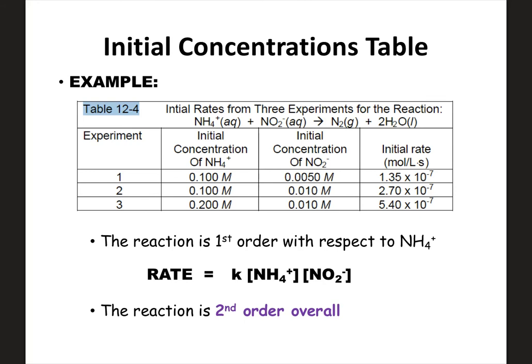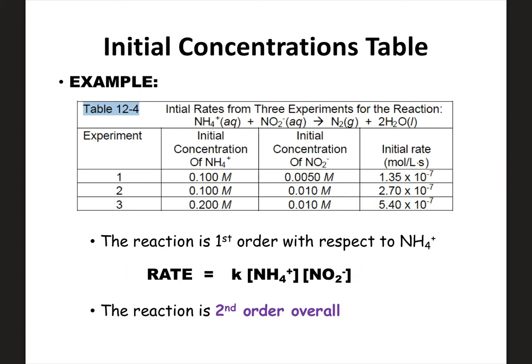Now we can write the actual rate law here. So we'd say rate equals K times the concentration of NH4 plus times the concentration of NO2 minus. All right, so each of the reactants is first order. So when you combine that, the reaction is second order overall. All right, so this would be the actual rate law for this particular reaction.